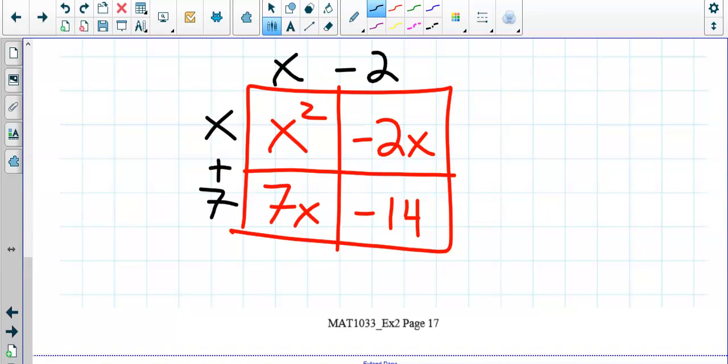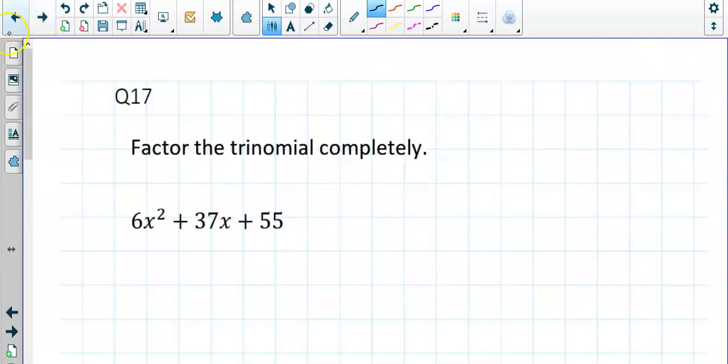There you go. All right. So then we got this guy. Again, A is not 1, so that's where it helps to know one of these methods, like the box method or the AC method.